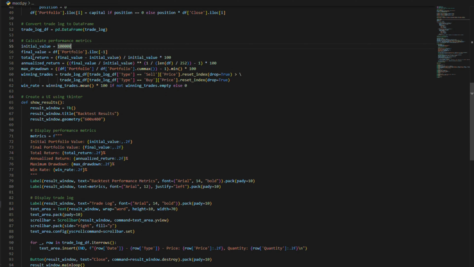Total return, percentage increase in capital over 4 years. Annualized return, compounded annual return using 252 trading days per year. Maximum drawdown, the worst drop from a peak to a trough in portfolio value. Win rate, percentage of winning trades versus total closed trades. These help us understand how profitable and risky the strategy is.